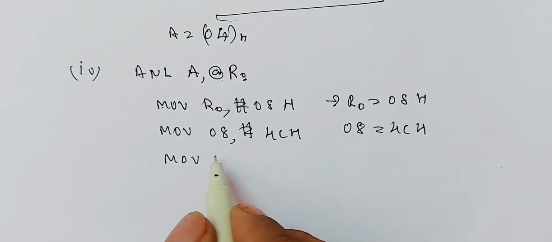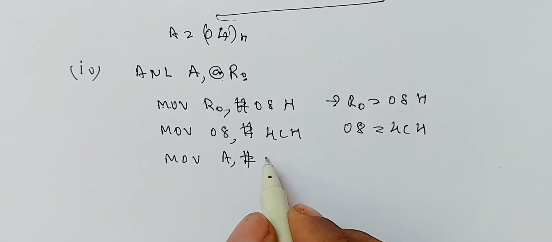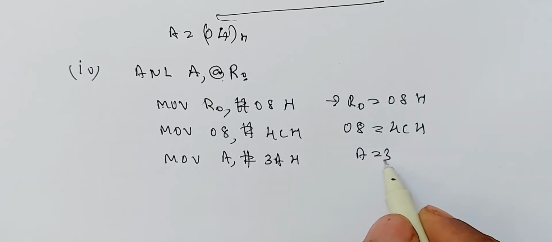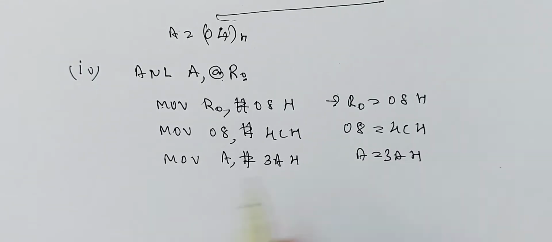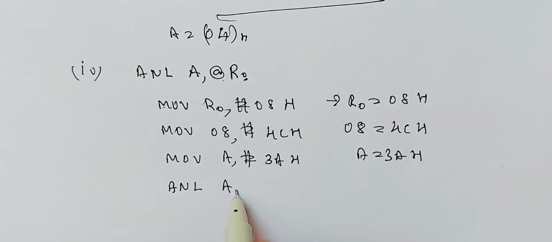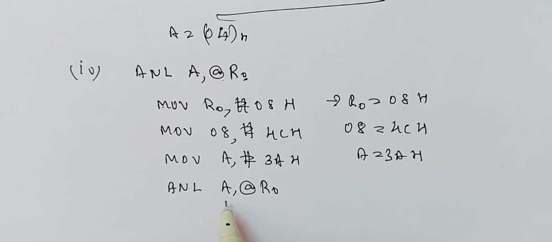Again, load the data for A also. A comma hash, you can load any value. Example 3AH. Now A is equal to 3AH. Now ANL A comma @R0. The destination must be register A only.